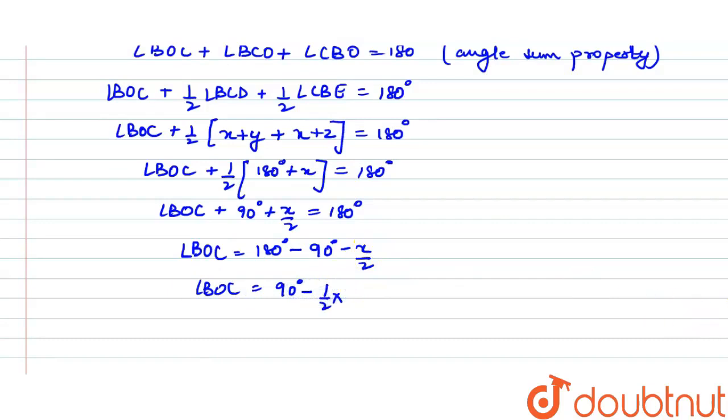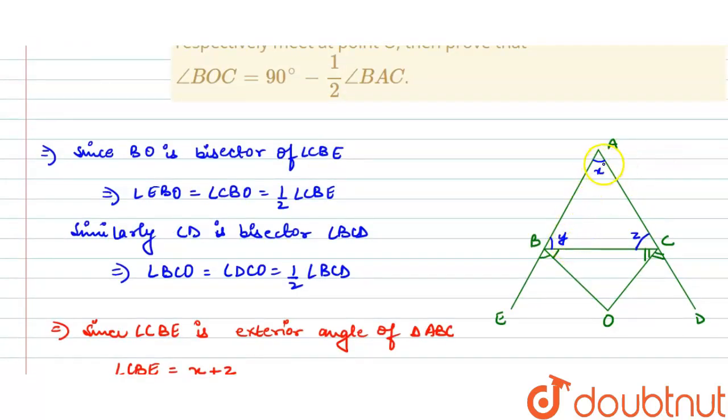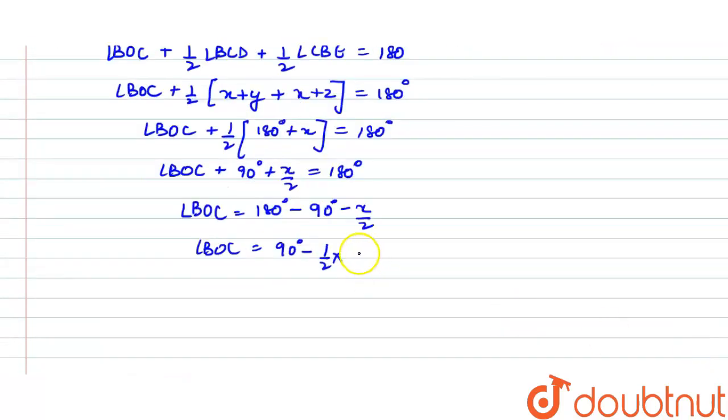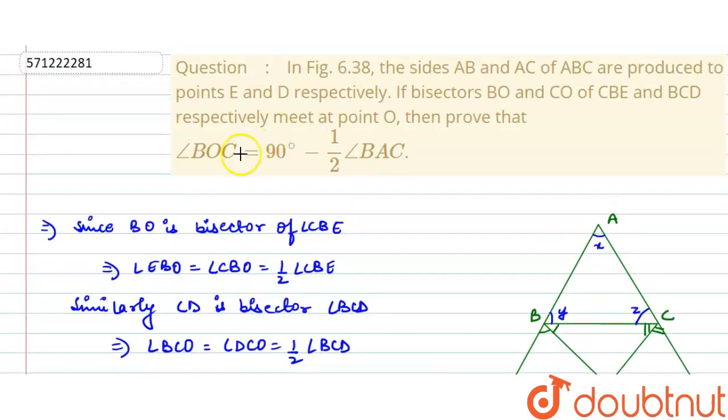That is half of X, and angle X is nothing but angle BAC. So with this we have proved what was asked in the question, that angle BOC is equal to 90 degrees minus half of angle BAC. So therefore with this we finish the question.